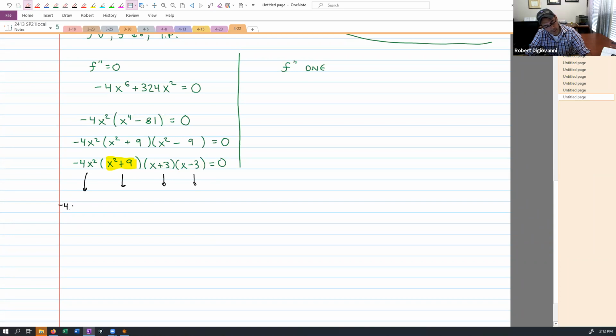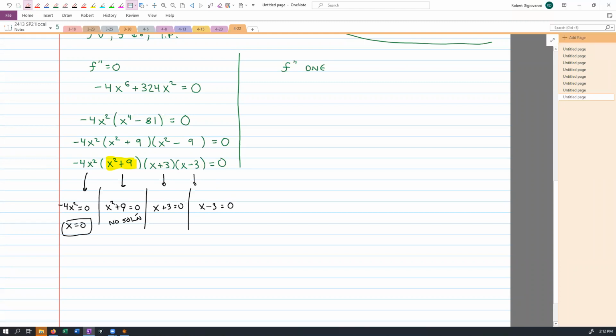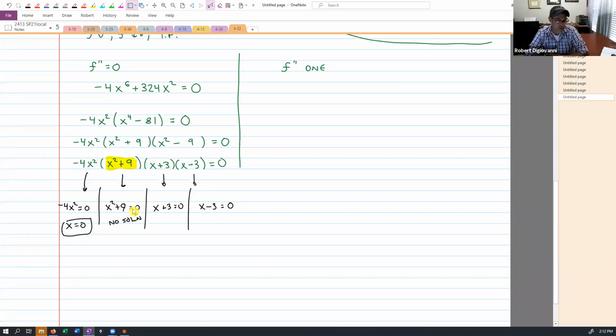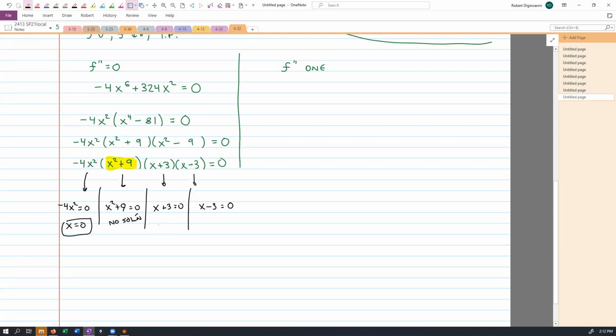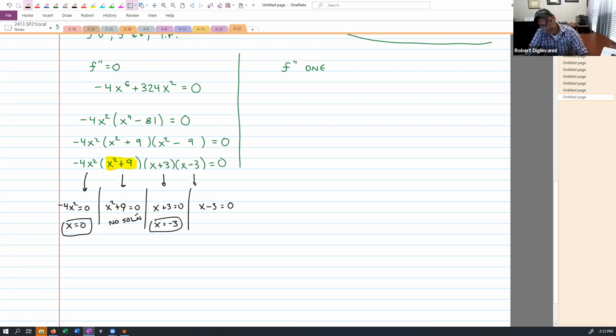So we get negative 4x squared equals 0, x squared plus 9 equals 0, x plus 3 equals 0, x minus 3 equals 0. And so we get one solution here of 0. This has no solution. Why? You can't get that to equal 0. x squared plus 9 can't be 0. You just check, move the 9 to the other side. x squared can't be negative 9. So no solution there. Negative 3 here and 3 here. Yes, that is your sad reality.